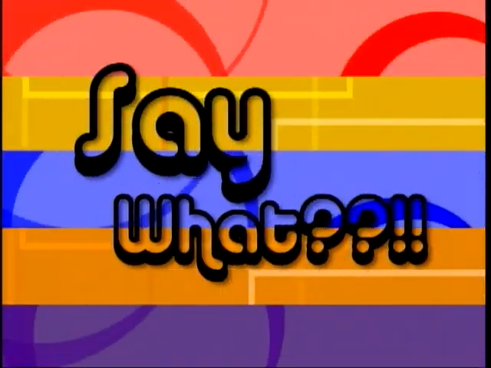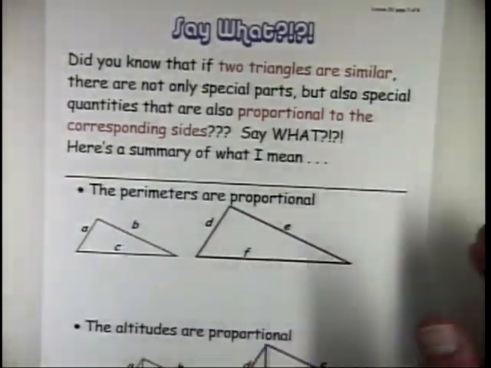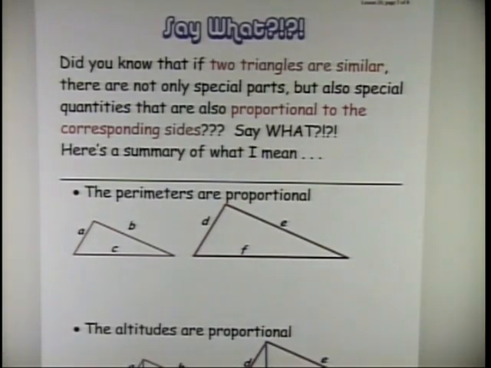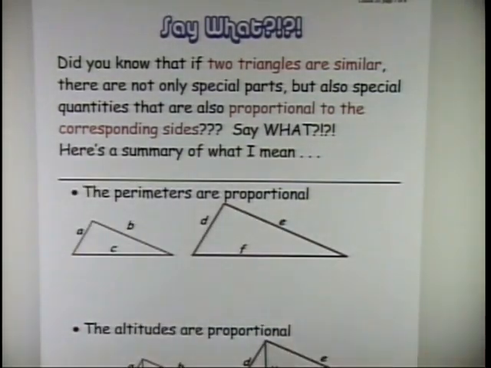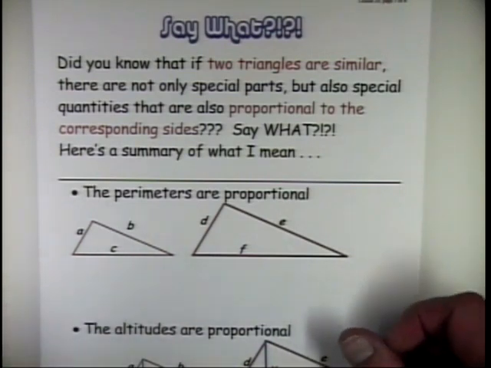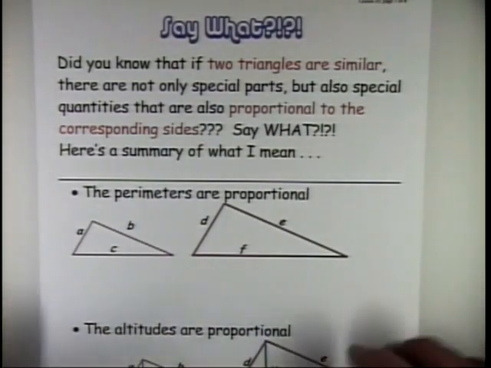Now it's time for Say What? Okay, my favorite part of the show. Well, instead of an application today, remember I said we were going to talk about a lot more theorems? Well, there's a lot more theorems, okay? And some of you might know this, some of you might not. But if you have two similar triangles, not only are the sides proportional to each other, and everything else that we've been looking at is proportional, but there's special quantities and special parts that we've looked at in a previous episode that are also proportional to the corresponding sides. Say what, right? What does that mean? Okay, that's a lot of information, a lot of words. Again, let me explain with some helpful diagrams here.